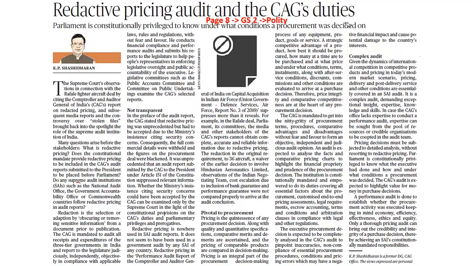This article says "Redactive pricing audit and the CAG's duties." As the headline says, this article is explaining the functions of the Comptroller and Auditor General. Let's try and understand what this article is about in great detail.